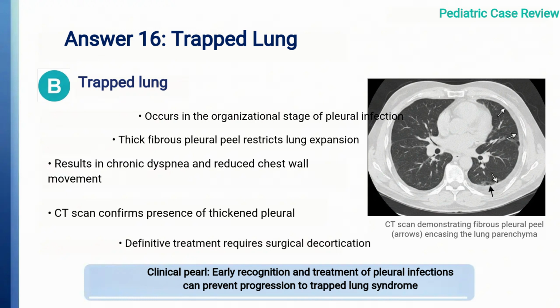Trapped lung occurs in the organizational stage of pleural infection when fibrous deposits form a thick pleural peel that encases and restricts the lung, preventing it from fully expanding. This results in chronic shortness of breath and reduced exercise tolerance, reduced chest wall movement on the affected side, and decreased breath sounds over the restricted area. Computed tomography scan confirms the presence of a thickened fibrous pleural cortex encasing the lung parenchyma. The definitive treatment requires surgical decortication, where the fibrous peel is physically removed to allow the lung to re-expand.